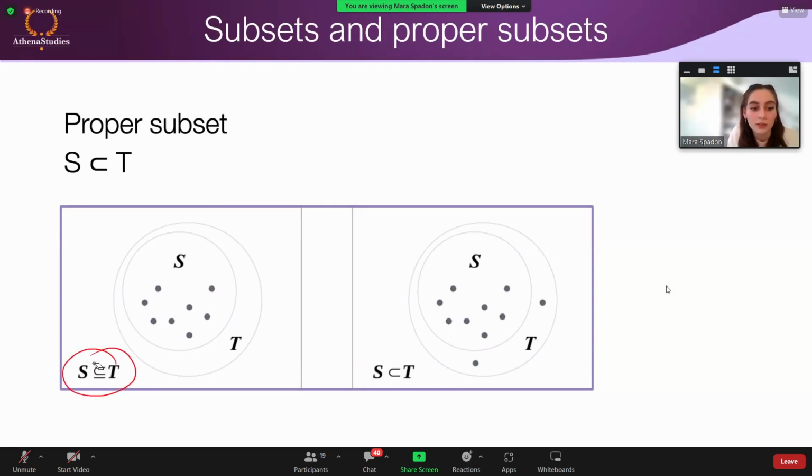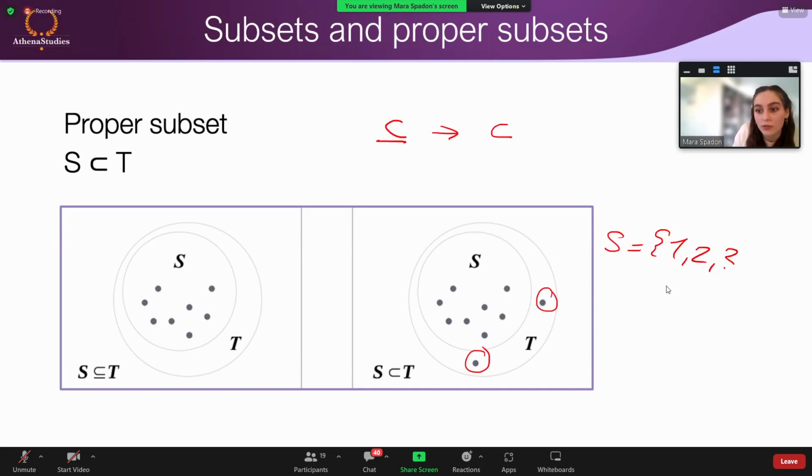So we have S being a subset of T. And we have a proper subset. Note the notation here. So remember, this was a subset. This is a proper subset. It means that there are elements in T that are not in S. So if you would write down a little example here, we could say that S includes elements 1, 2, 3, and T includes elements 1, 2, 3, 4, 5. Then we say S is a proper subset of T.